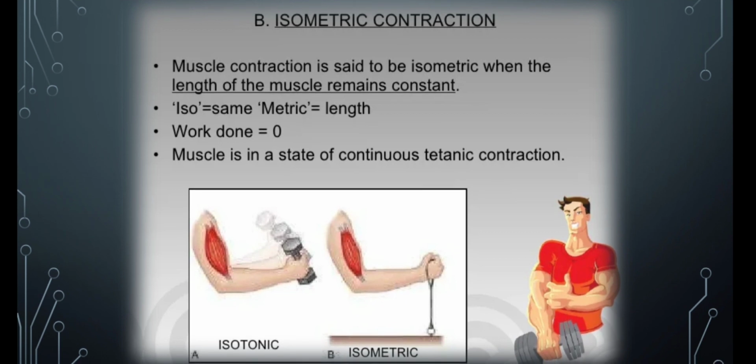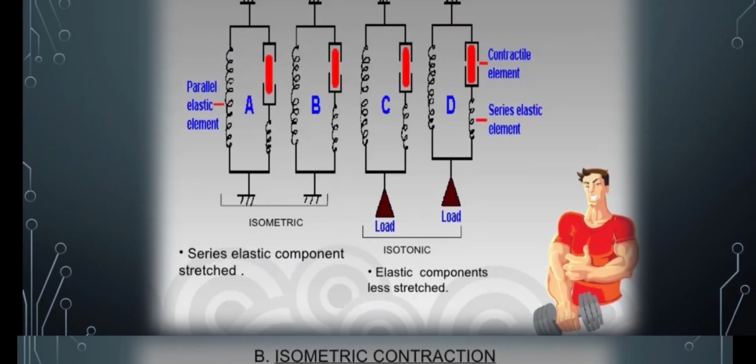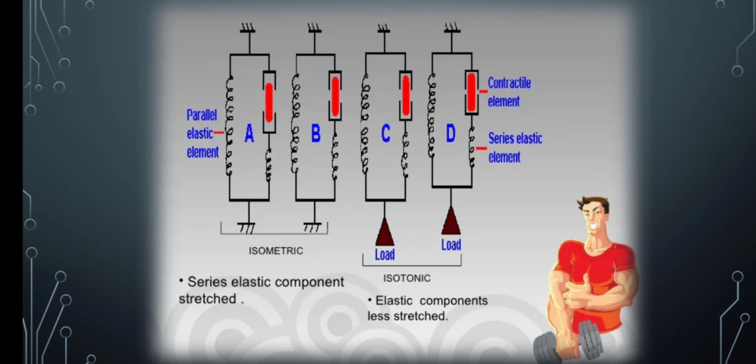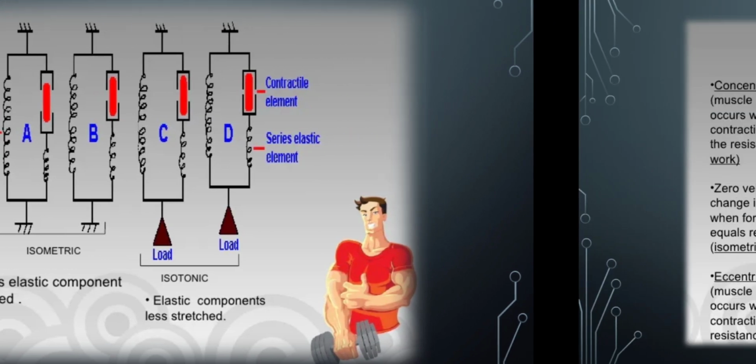Isometric contraction. Muscle contraction is said to be isometric when the length of the muscle remains constant. The muscle is in a state of continuous tetanic contraction. Here, the series elastic component is stretched and the contractile components are less stretched.